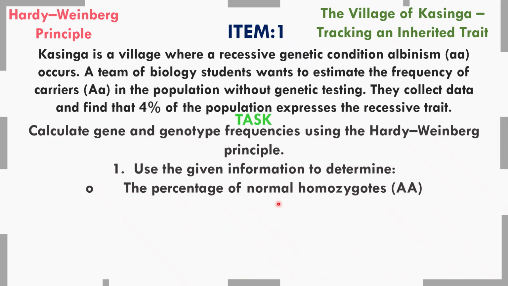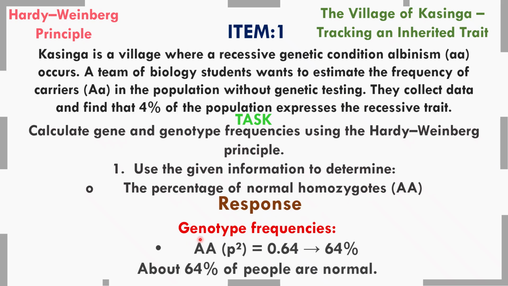Let's look at the percentage of the normal homozygotes. Genotype frequencies. Capital A capital A, the homozygotes, is represented by p squared, which is 0.64, giving a percentage of 64%. About 64% of the people are normal.